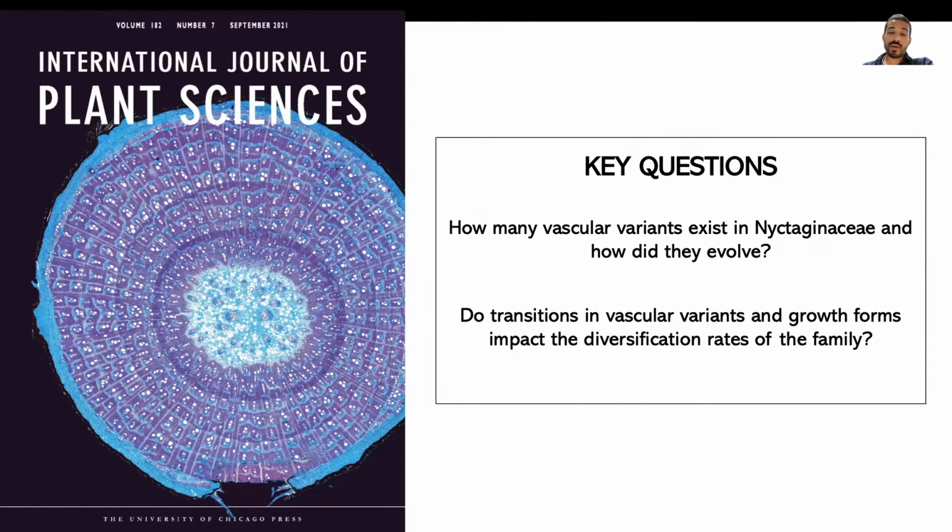And these plants also have vascular variants. During my PhD, I uncovered the existence of a different type of vascular variant called interxylary phloem. And that was important because all the species of Nyctaginaceae were interpreted as having successive cambia for decades. So following that discovery, two questions that motivated my studies were: how many vascular variants exist in Nyctaginaceae and how did they evolve? And also, do transitions in vascular variants and growth forms impact the diversification rates of the family?